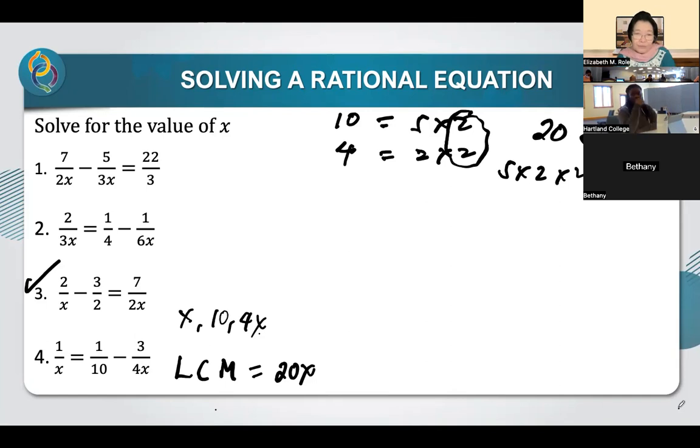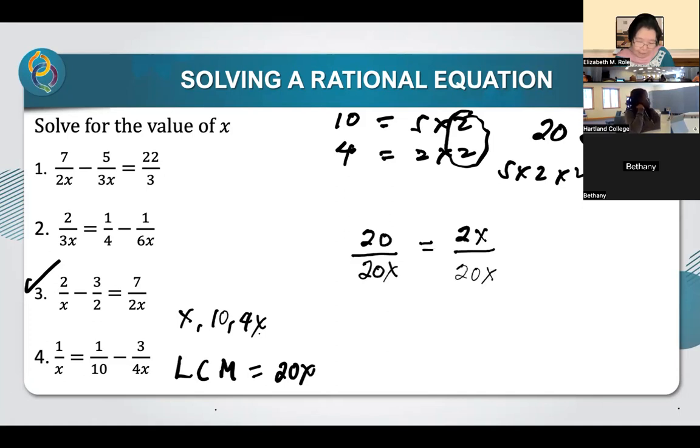All right. So just to show it, we now say that our LCM is 20x. So the 1 over x will be 20 over 20. So I multiply 20x divided by x is 20 times 1 is equal to 20. All right. 1 over 10 is 2. 20x divided by 10 is 2x over 20x. So you are multiplying by 2x over 2x. Minus 20x by 4x is 5 times 3 is 15 over 20x.